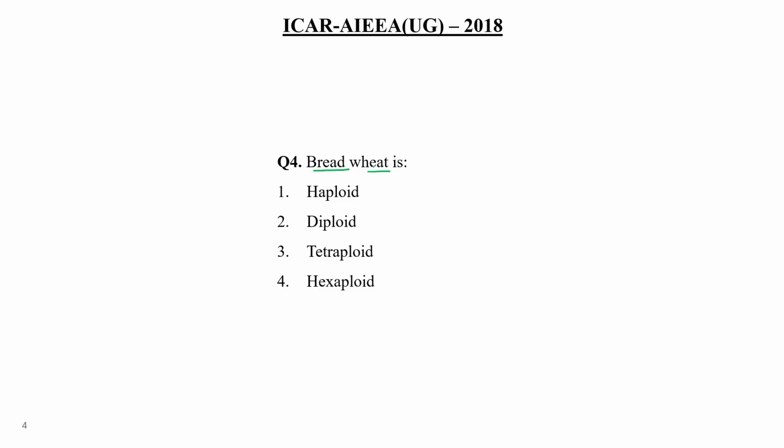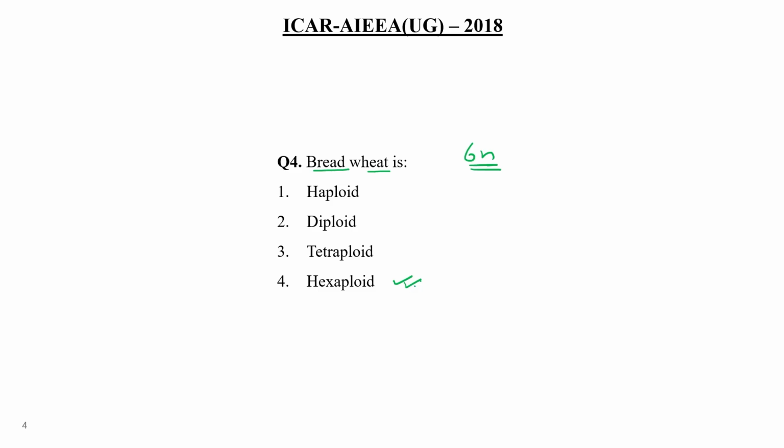Yes. Okay, now let's discuss bread wheat, which nowadays we all use for the preparation of our atta. It is hexaploid in nature, 6n, hexaploid in nature, right? So it is not haploid, not diploid. That bread wheat is hexaploid in nature. So choice number 4 would be the correct answer.